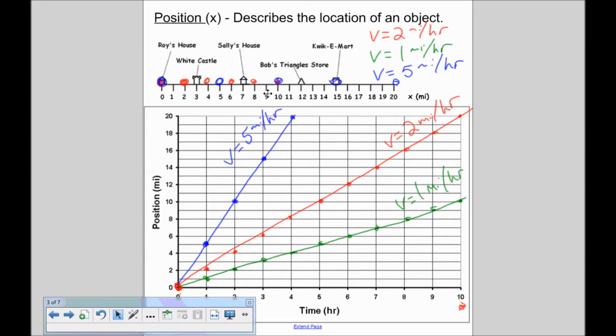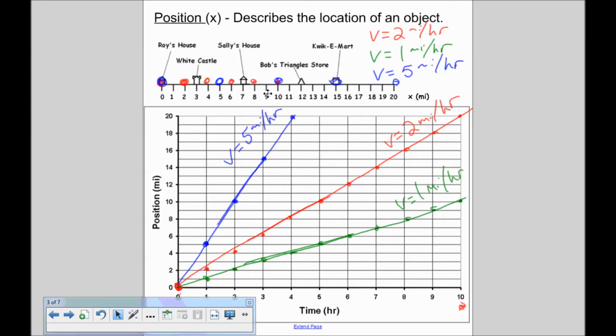Okay. So what do you notice? Well, let's see. The green line down here at the bottom is 1 mile an hour. This is 2 miles an hour. And this is 5 miles an hour. It seems like the steeper the graph is, the faster the object is moving, right? So that is one of the things that we're going to learn.